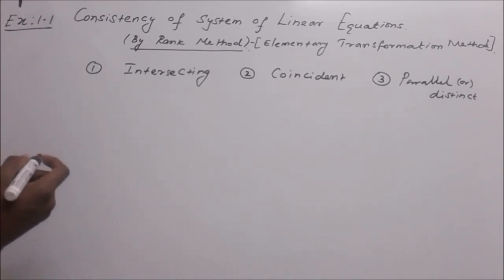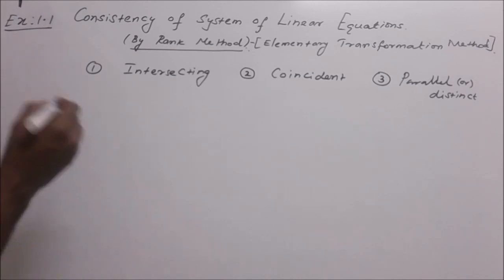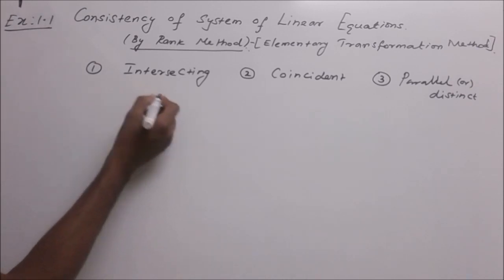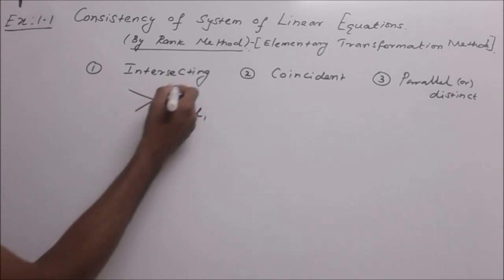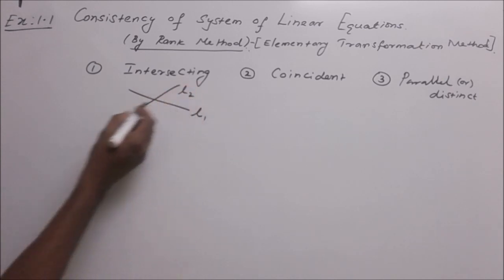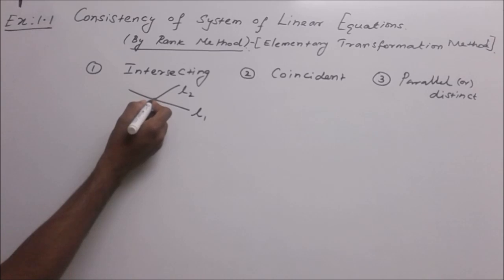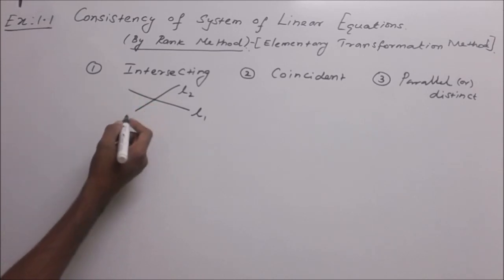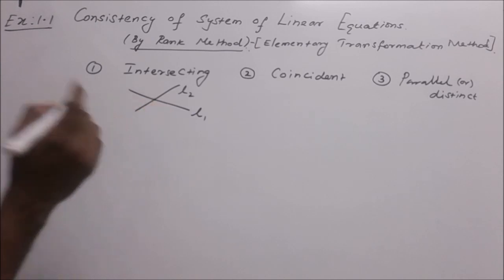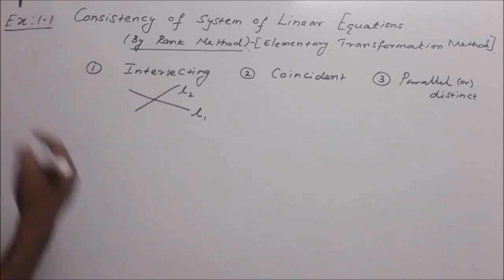Now, diagrammatically I am representing here. There are two lines. Let it be line 1 and another one be line 2. They are intersecting at a single point. This is intersecting at a unique point.